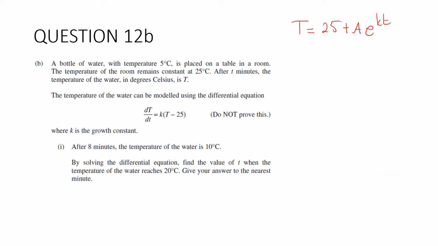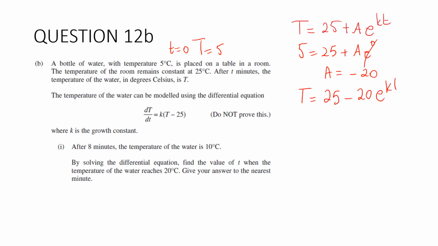Now let's resolve these constants. So when t is equal to 0, capital T is equal to 5. So 5 is equal to 25 plus a e to the 0, e to the 0 is 1. And so a is equal to negative 20. T is equal to 25 take away 20 e to the kt.